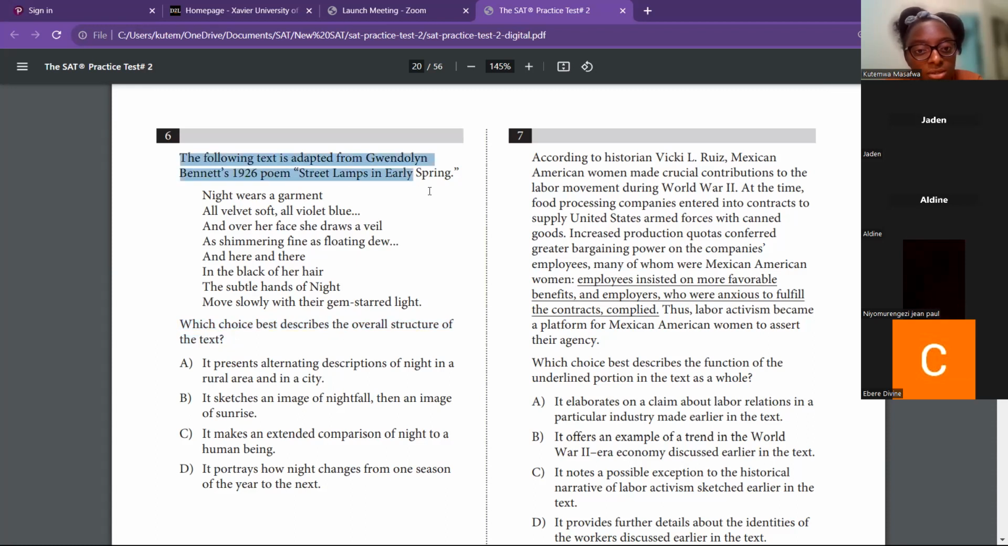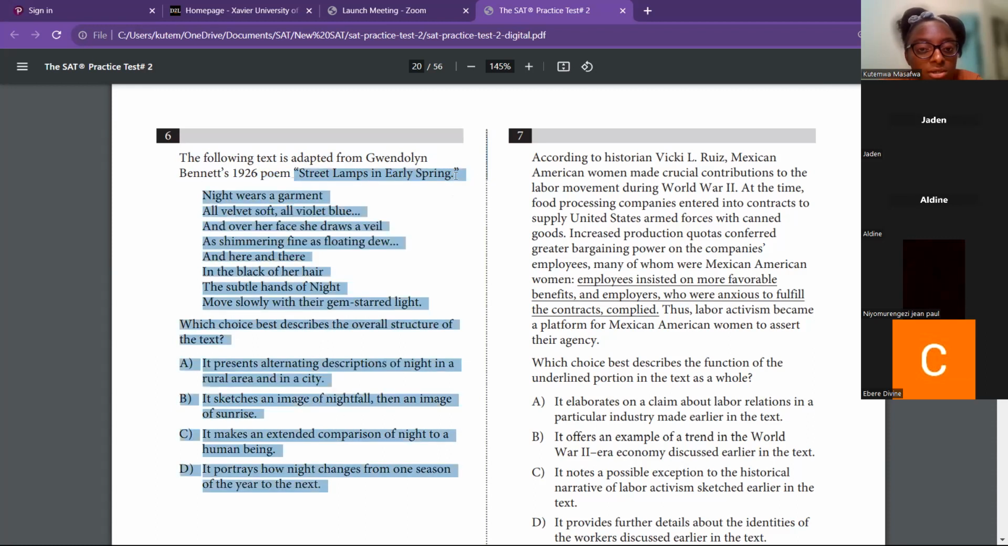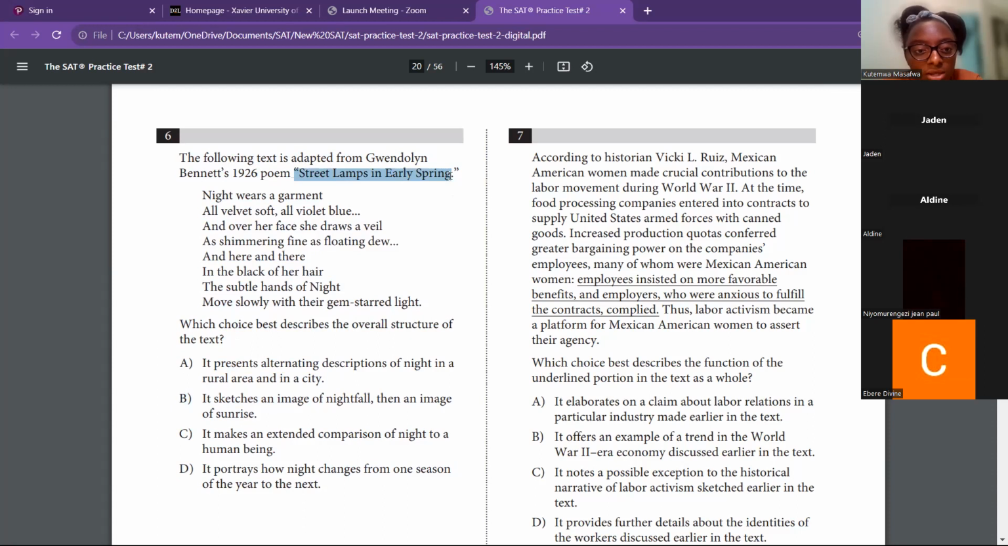This title is important. They wouldn't have put it there if it wasn't important. Always read it because you never know how it will help you understand the passage. So in this case, the title tells us this is a poem. That would be very important. This is a poem and it's called Street Lamps in Early Spring. We're talking about street lamps and it's spring. So that gives you a picture of what you're looking at.